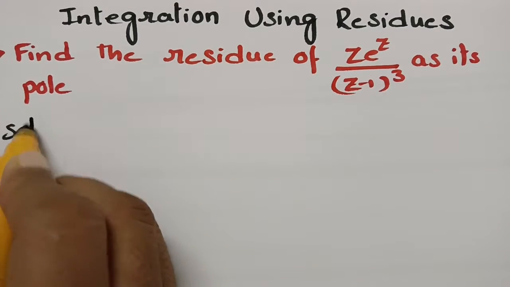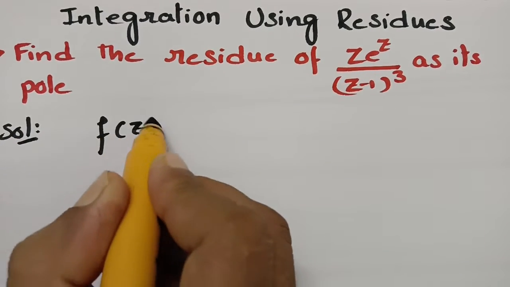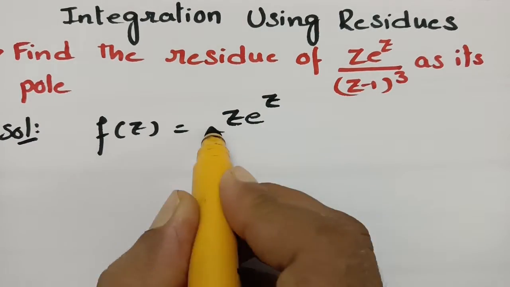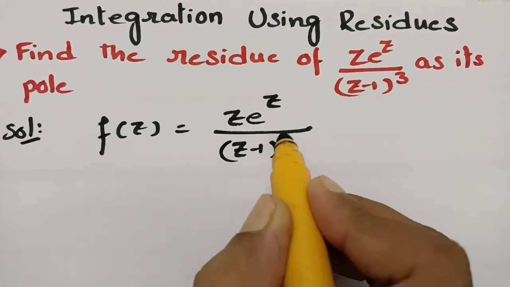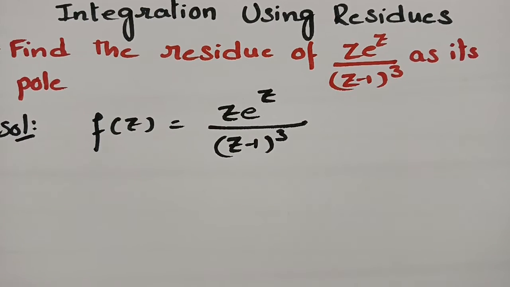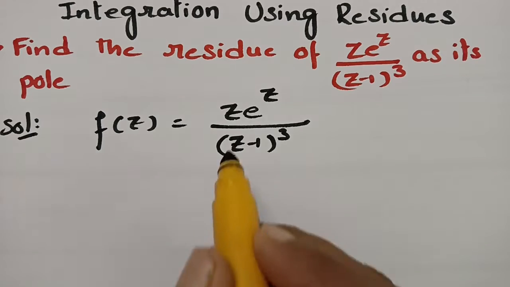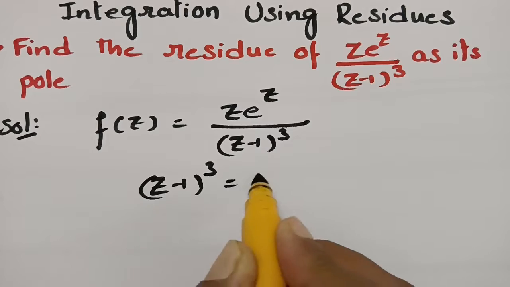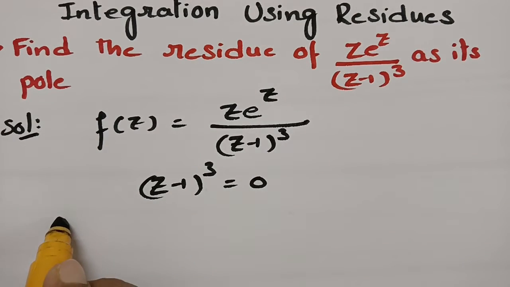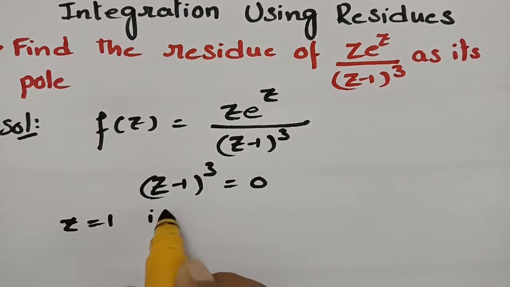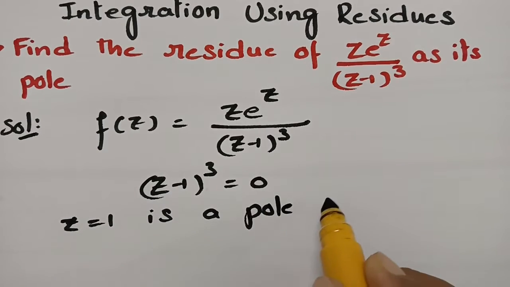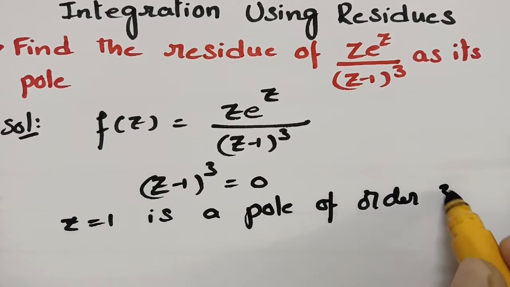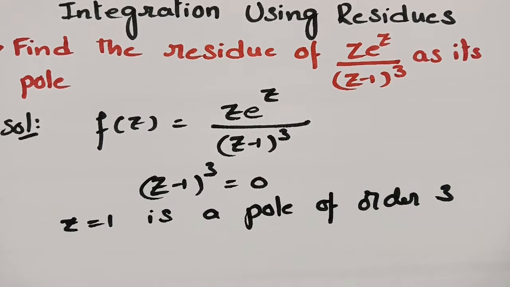See here, in the question, what is our f of z given? So f of z is given as z into e power z by (z minus 1) whole cube. In order to find the poles, we have to equate the denominator to 0. So what is the denominator here? That is (z minus 1) whole cube. We have to equate it to 0, and it is very clear that z is equal to 1 is a pole of order 3.